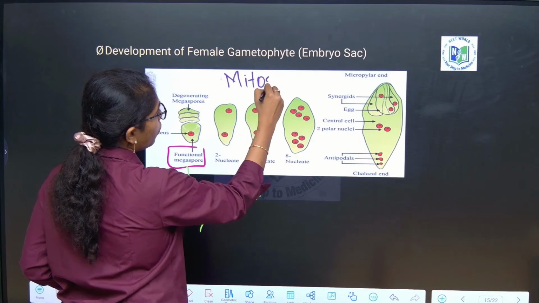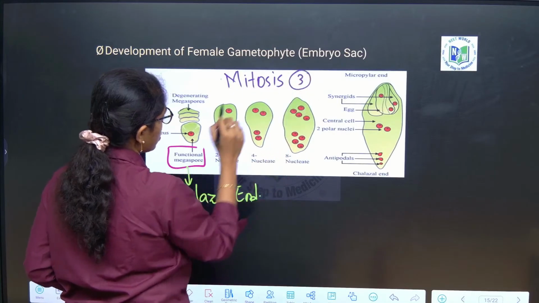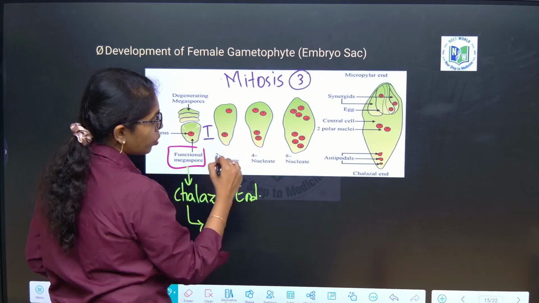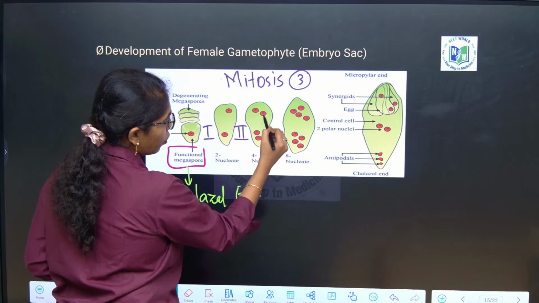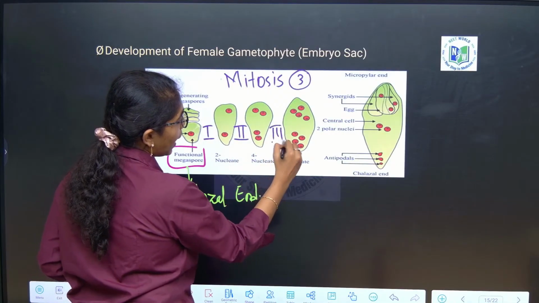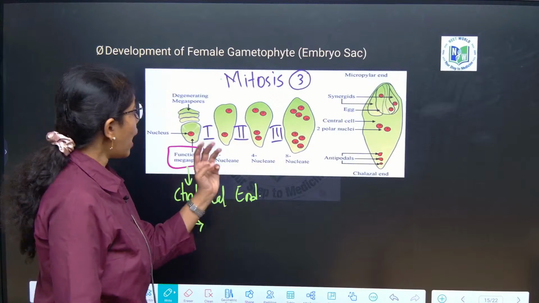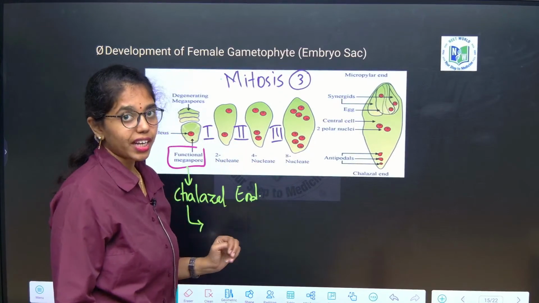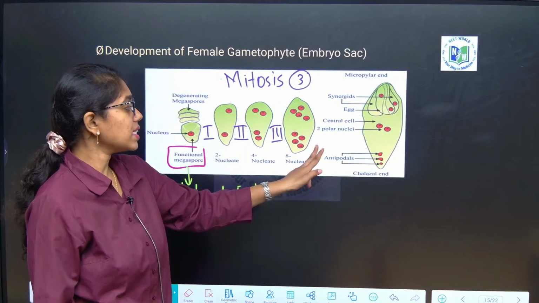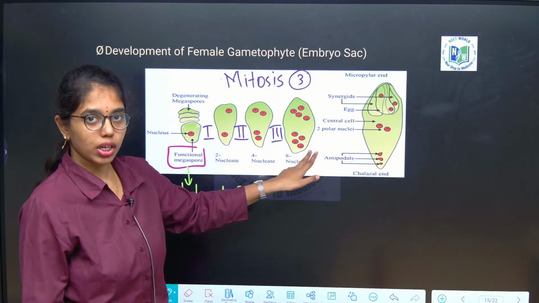How many mitosis? 3 mitotic divisions. First mitotic division, 2 nuclei are formed. Second, 4 are formed. Third, 8 nucleate condition is formed. Of course, 3 mitosis is happening, but there is no cytokinesis until the 3 mitotic divisions complete.